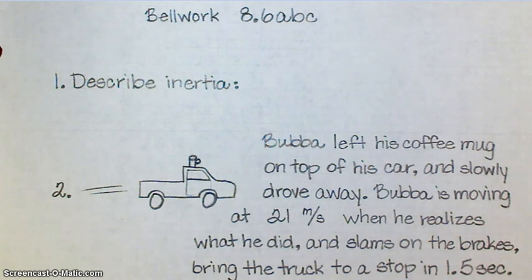Inertia can also be described as an object's kind of laziness. It doesn't want to do anything different than it's already doing. And the more mass an object has, the more inertia that object is going to have as well.